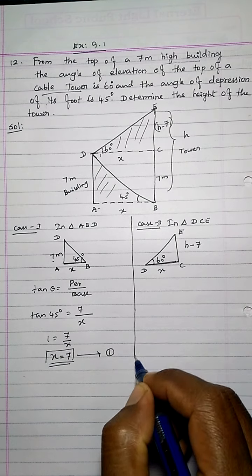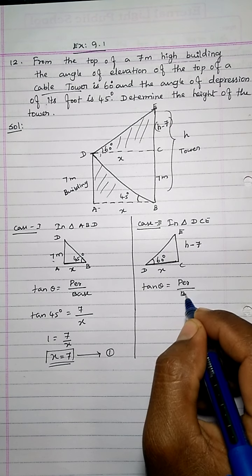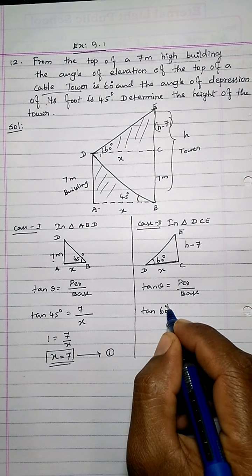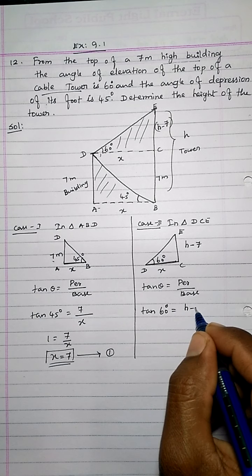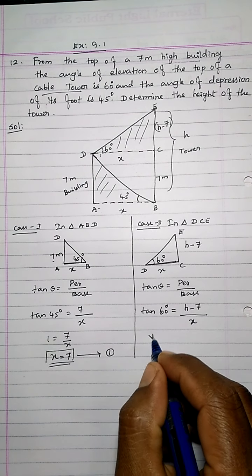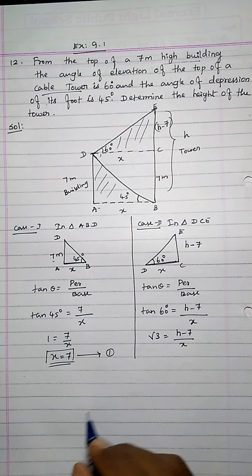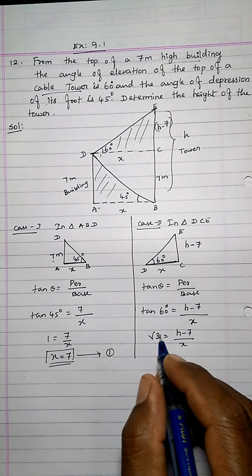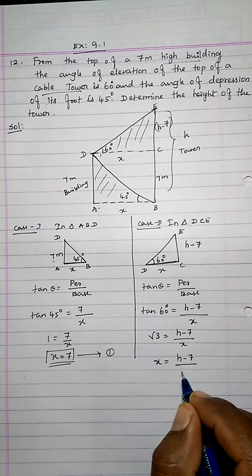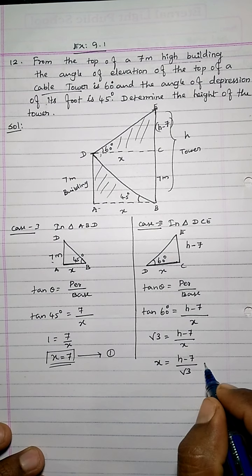Now here also the same formula, tan theta equals perpendicular by base. So tan theta, the theta value here we have 60 degrees, perpendicular here we have h minus 7, by base common x. So tan 60 value root 3 equals h minus 7 by x. Let's take here x. Then x is equal to h minus 7 by root 3. Now this is equation number 2.